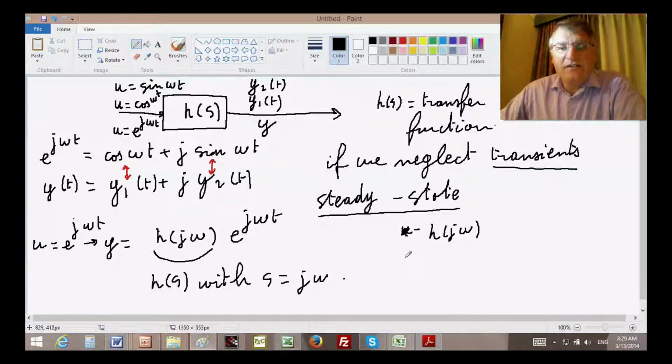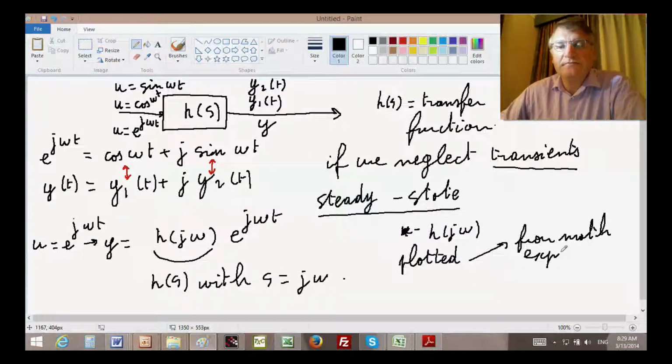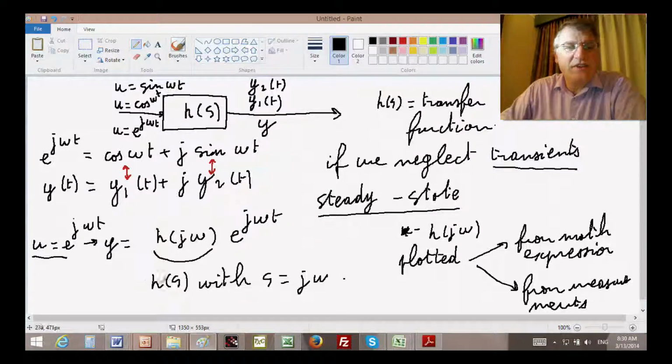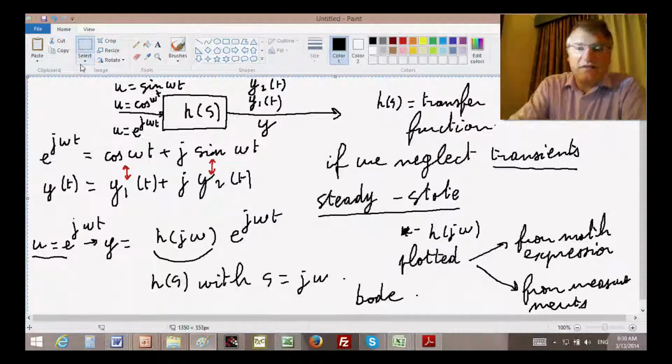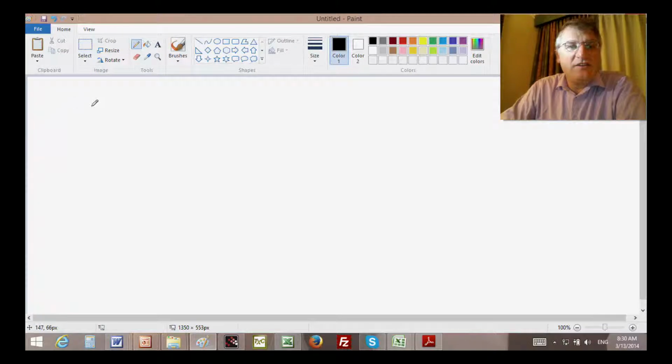H of j omega is most easily plotted, either from the math expression or from measurements precisely obtained with this kind of excitation. It is very powerful, and the MATLAB function or the Scilab function that implement the plotting of this transfer function is named Bode. Why? Because the Bode plots are the ultimate way of plotting, or one of the ultimate ways of plotting the system.